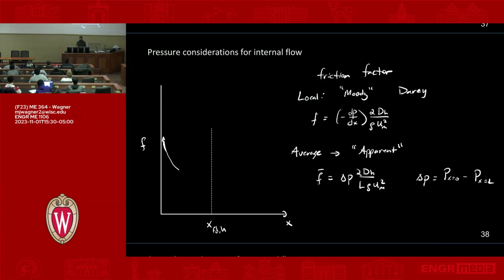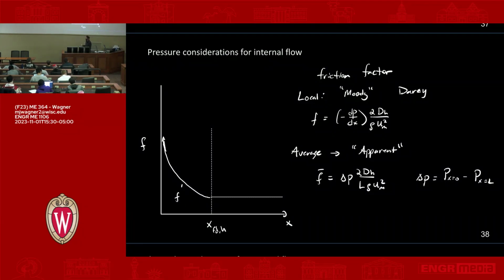So what do we expect the friction factor to do? Well, it's going to drop. Let me sketch this a little better. It drops, and then as the boundary layers merge, at this point, the friction factor stops changing. It's fully developed. The local friction factor stops changing, so this is now constant. Let's just call this F. Hopefully that makes sense.